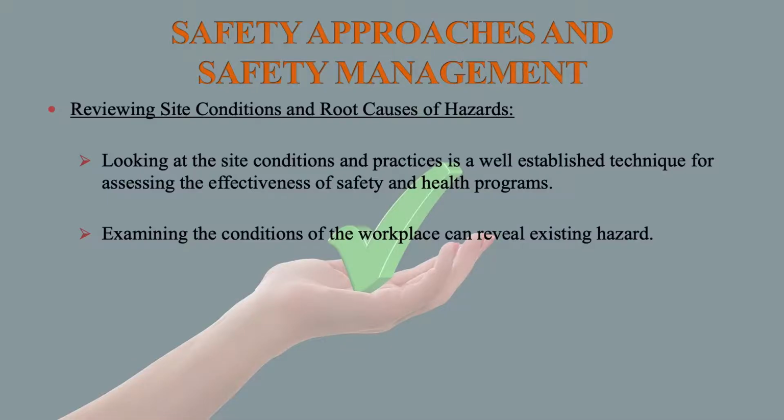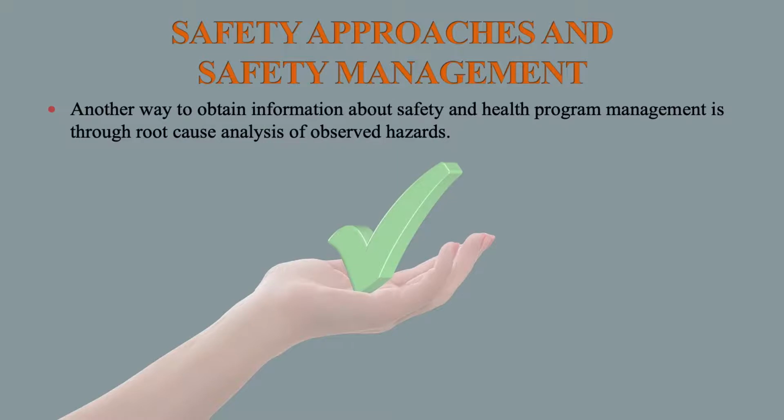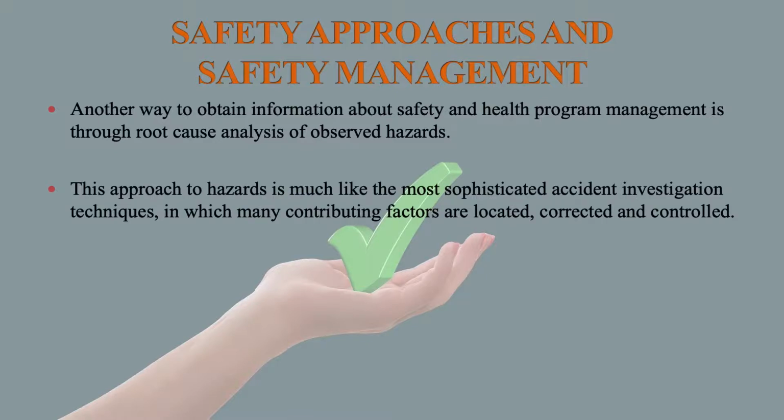Examining the conditions of the workplace can reveal existing hazards. It can also provide information about the breakdown of the management systems meant to prevent or control these hazards. Another way to obtain information about safety and health program management is through root cause analysis of observed hazards. This approach is much like the most sophisticated accident investigation technologies, in which many contributing factors are located, corrected, and controlled. So root cause analysis is a technique to find out the causes of a particular hazard.